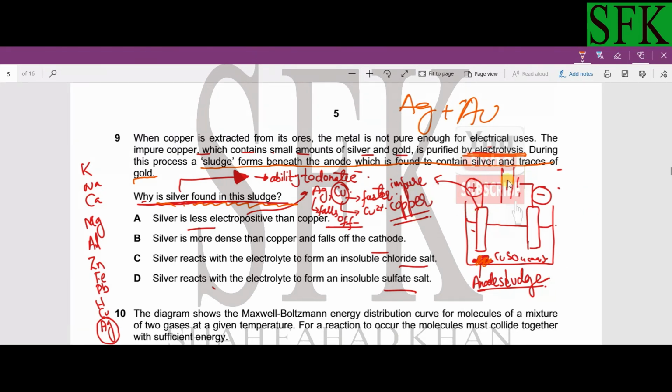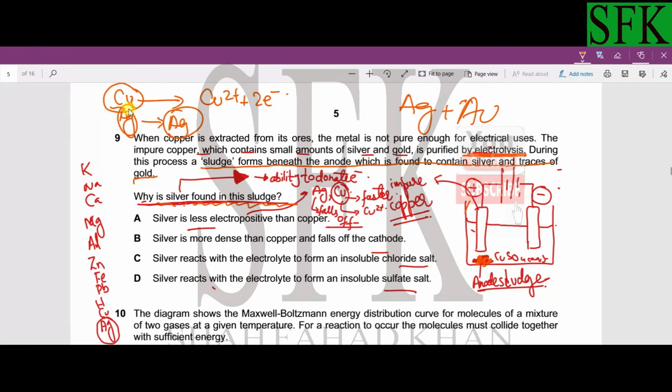In this case, this is the setup. We have impure copper as the anode and pure copper as the cathode. We have copper sulfate or any copper compound as a solution. When current passes through this solution, the copper and silver both try to lose their electrons. But since copper can lose electrons more readily than silver, because copper is more reactive, it forms Cu2+ ions and silver does not form any ion. It stays in atomic form and falls to the bottom.